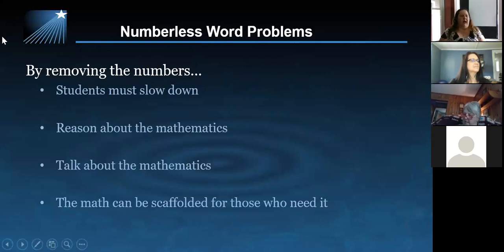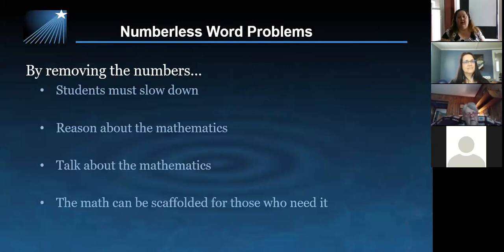And so we want to actually slow students down. By taking out the numbers in a problem, we're slowing students down. They have to reason about the mathematics. They need to figure out what's going on with the mathematics in the problem. They're going to talk about it. They're going to develop a strategy of how they might solve it, even though they don't have the numbers. And then this will allow us to scaffold for those who need that scaffolding in the problem.